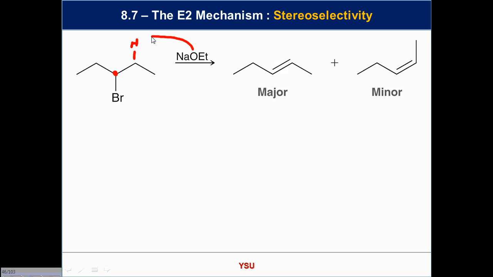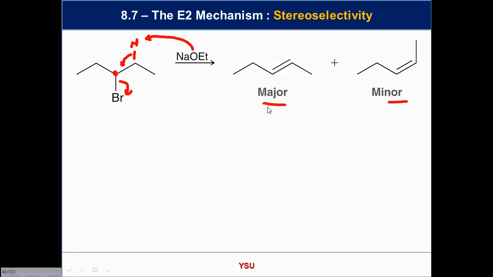And I'm going to get elimination from here with the base going after that proton, dumping its electron density here to make the pi bond, and this bromine breaking off as a leaving group. That's fine. But that gives me two products. I get a major here, which is trans, and a minor here, which is cis. You've got to be happy with where they come from.